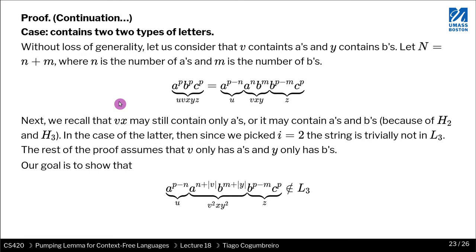Basically, I just want you to get the intuition that, in fact, the way you prove that a language is not context-free is very similar to the way you would prove that a language is not regular. It just has more corner cases because the condition is harder to prove, basically.